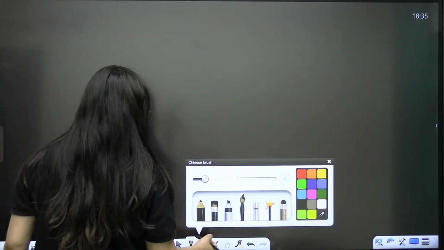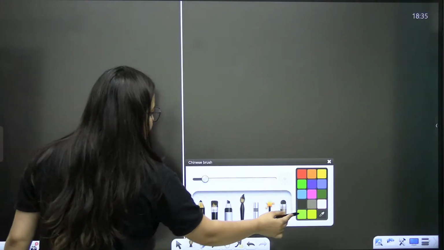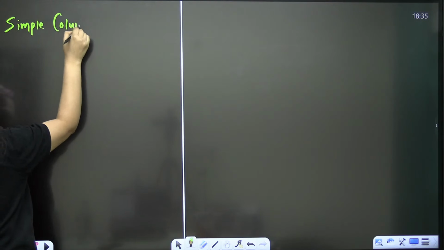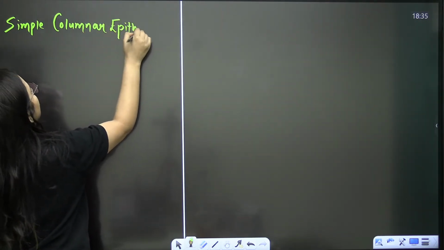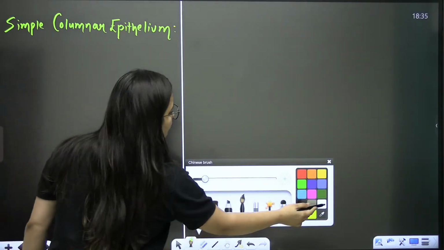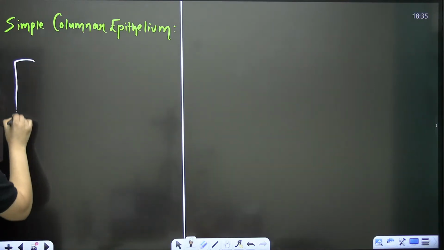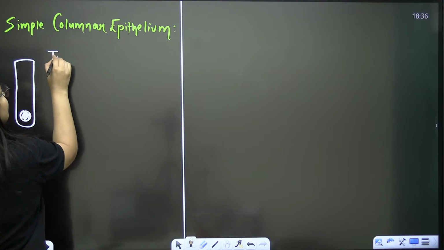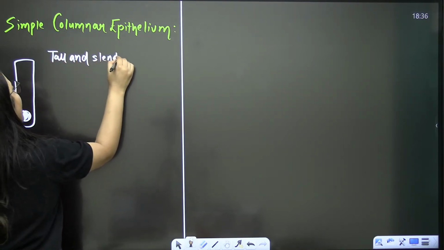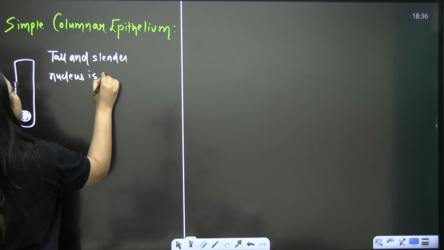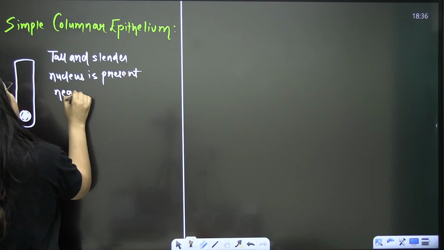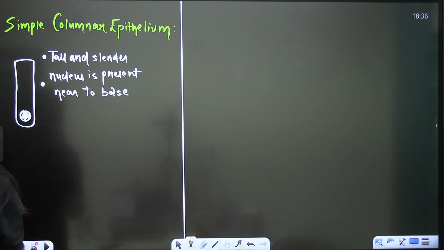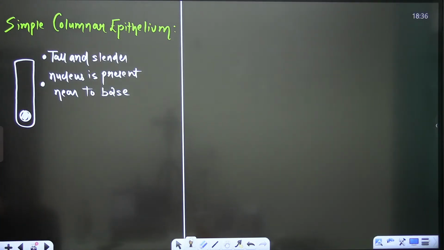Okay, so next is your simple columnar epithelium. Columnar cells are tall and slender, and the nucleus is present near the base. Clear? Tall and cylindrical, with the nucleus near the base. So it is mainly columnar epithelium.